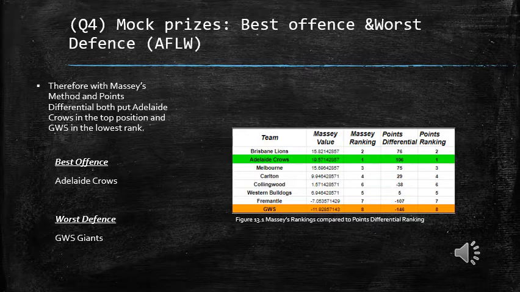From this, we can determine the team with the best offense and the worst defense. This turns out to be the Adelaide Crows with the best offense and the GWS Giants for the worst defense. This corresponds to the same as the point differential ranking, where the Adelaide Crows had the highest points differential of all their matches and the GWS Giants had the worst defense.